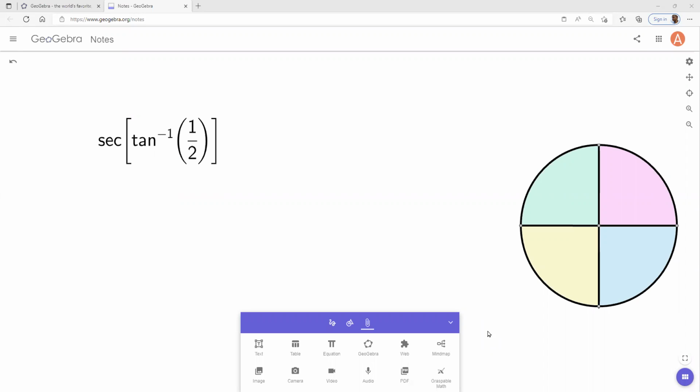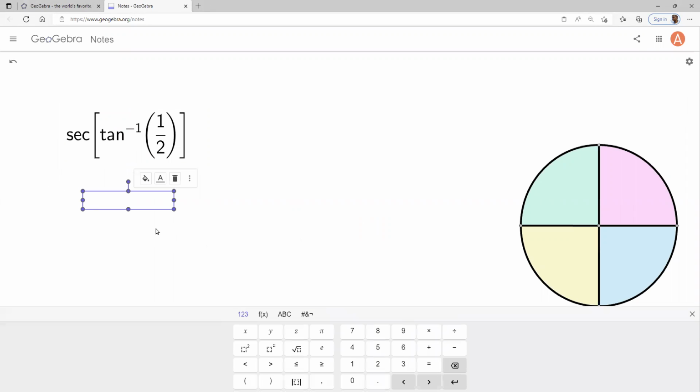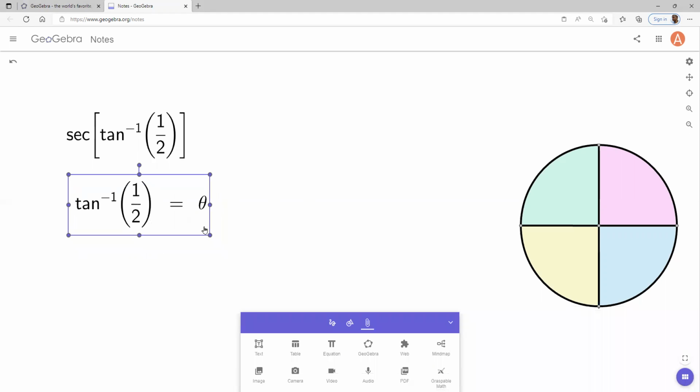So the plan is to work on this problem here. We're supposed to evaluate secant of tan inverse 1 half. The idea is you're going to define your inverse part, tan inverse half, as something. Okay, so let's do that. So let's say tan inverse half is theta.